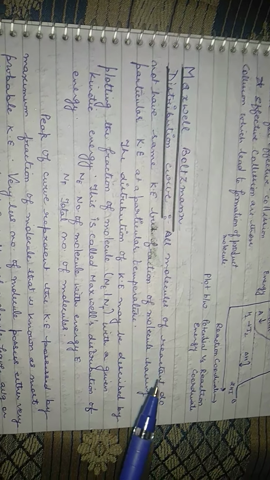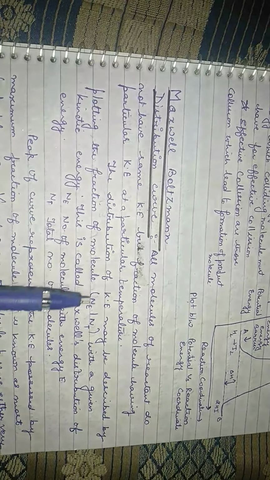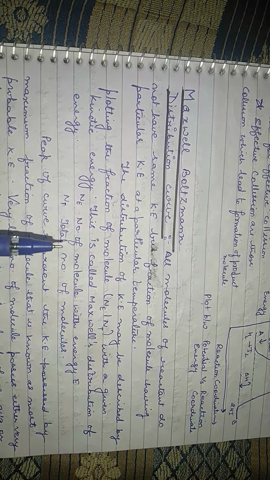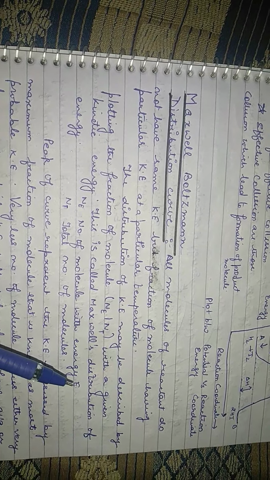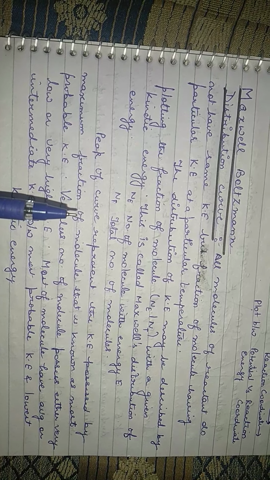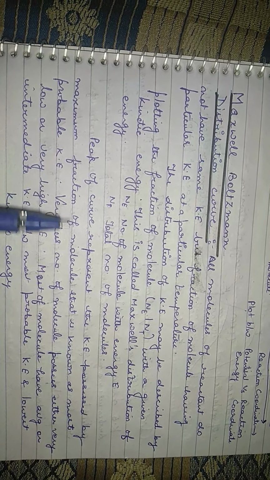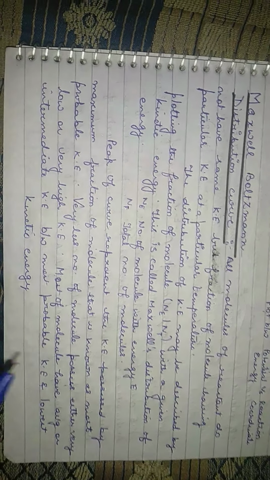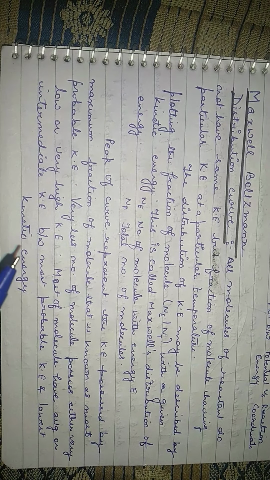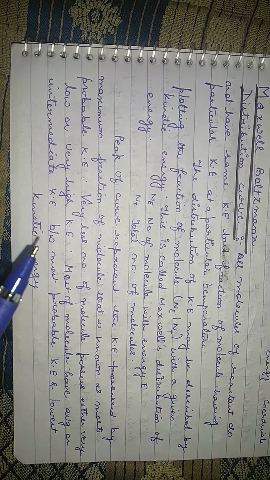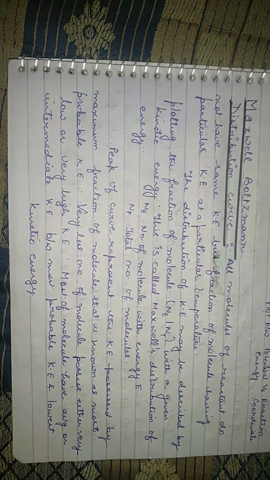The distribution of kinetic energy may be described by plotting the fractions of molecules Ne/Nt with a given kinetic energy. This is called the Maxwell distribution of energy, where Ne is the number of molecules with energy E and Nt is the total number of molecules. The peak of the curve represents the kinetic energy possessed by the maximum fraction of molecules, known as the most probable kinetic energy. Very few molecules possess either very low or very high kinetic energy. Most of the molecules have average or intermediate kinetic energy, between the most probable kinetic energy and the lowest kinetic energy.